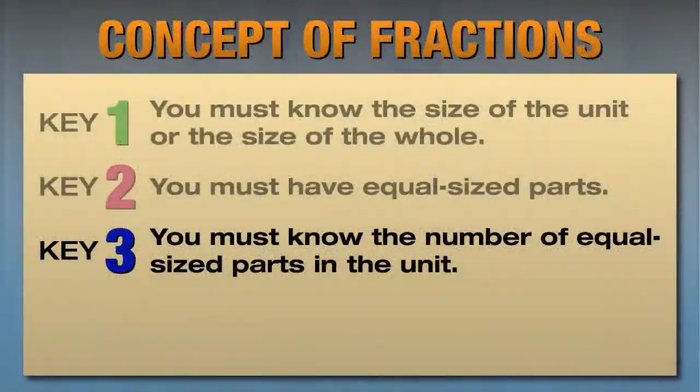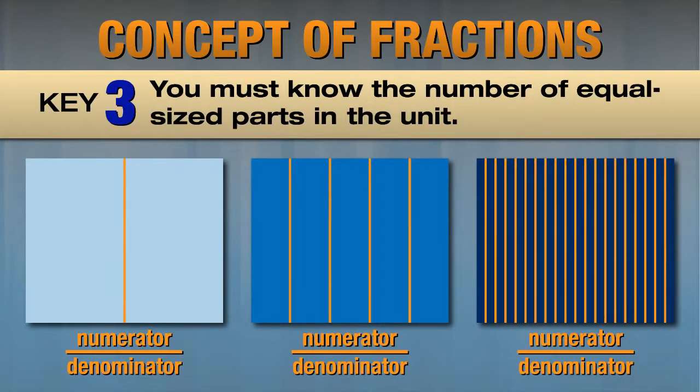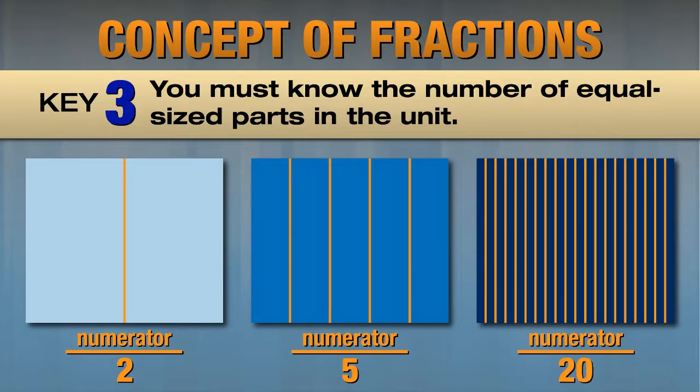Key point 3. You must know the number of equal-sized parts in the unit, which is the denominator. For example, if we divide the wall into 2 equal parts, the denominator would be 2. We could divide the same wall into 5 equal parts, or fifths, or even 20 equal parts, or 20ths. The denominators are different, and you probably notice that the more equal-sized parts in the unit, the smaller each part, and the larger the denominator.